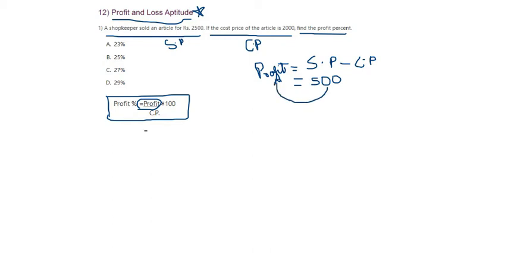So now you can calculate profit percent, which is 500 into 100 divided by your cost price, which is 2000. So you get the final answer as 25%. They have asked for profit percent, therefore it is 25%.